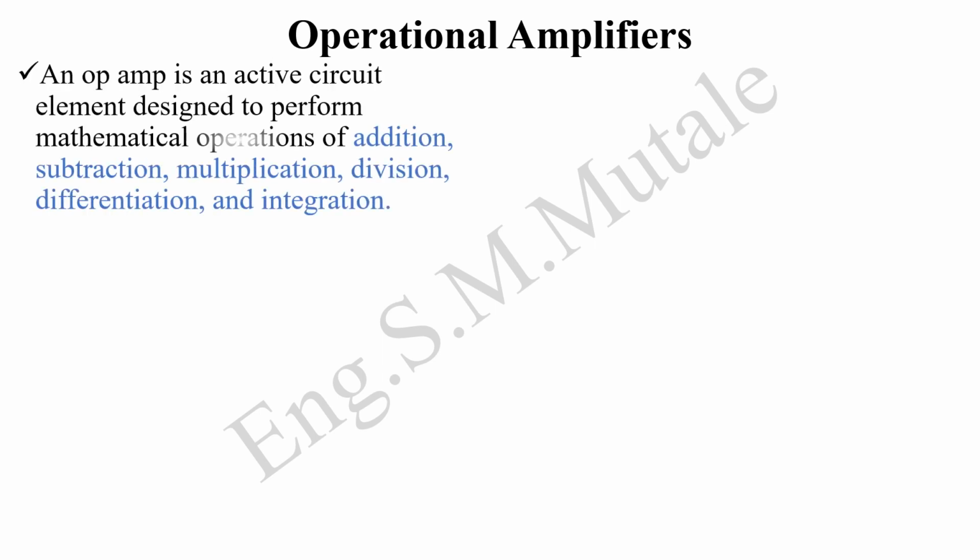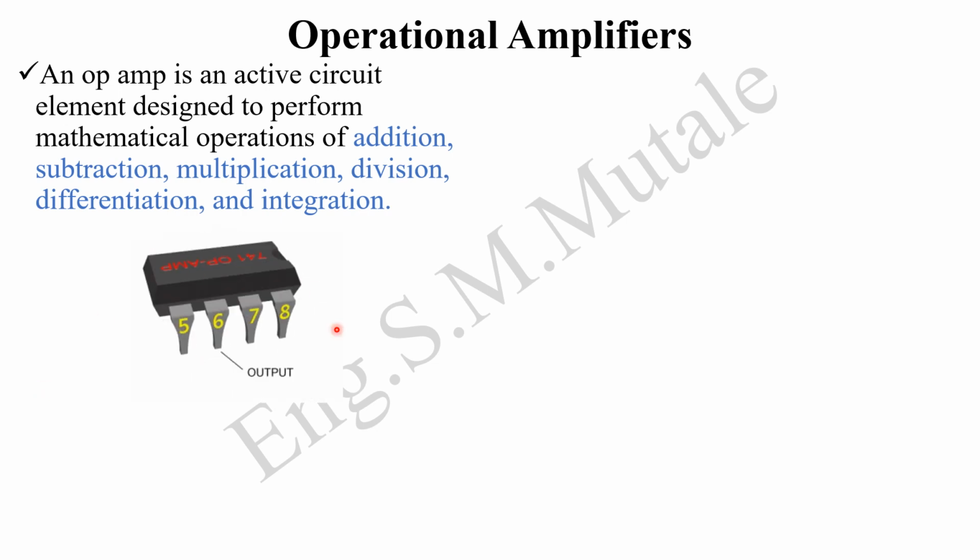By definition, an operational amplifier, commonly known as an op-amp, is basically an active circuit element which is designed to perform mathematical operations of addition, subtraction, multiplication, division, differentiation, as well as integration. So, an op-amp looks something like this.